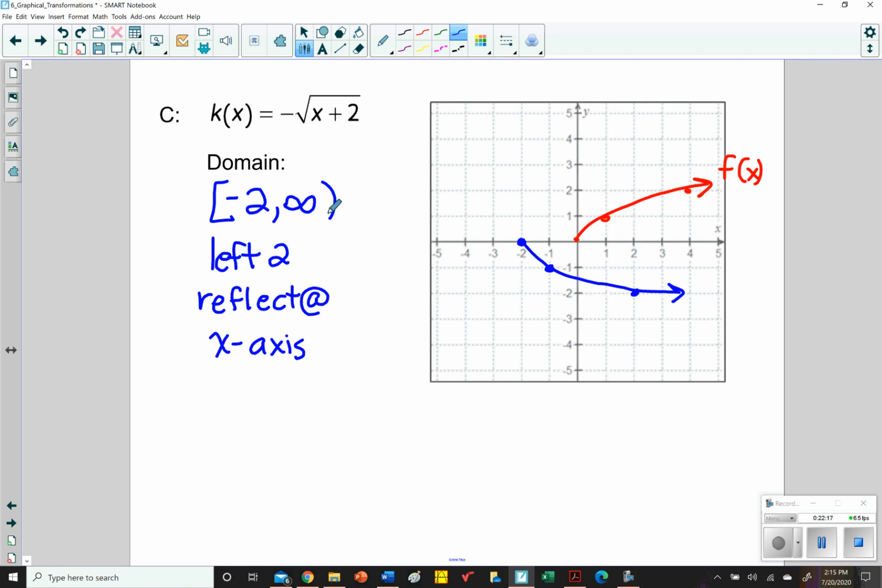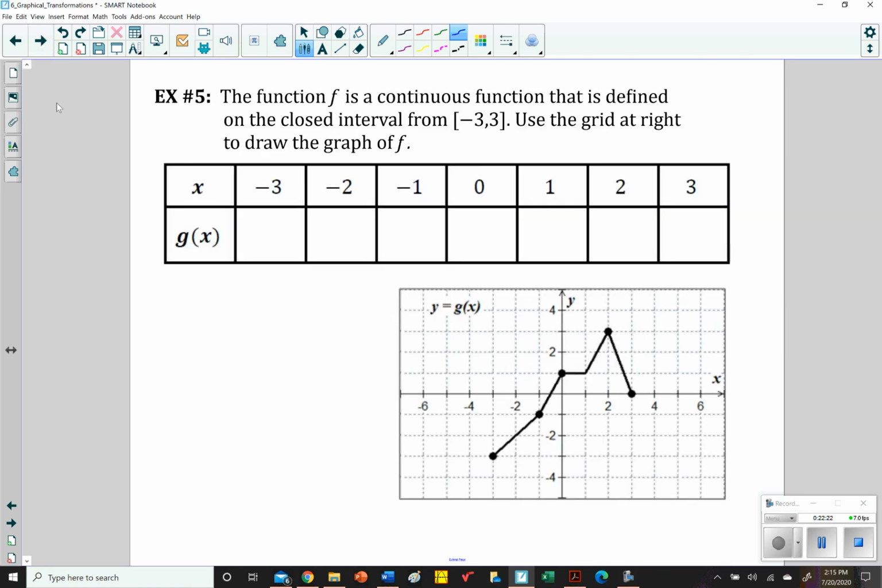Okay. Now, similar to the third example, this one is pretty lengthy. We've got a function that contains the points (-3, -3), (-2, -2), (-1, 0), (0, 1), (1, 1), (2, 3), and (3, 0). And we're going to use that table of values and translate the graphs.